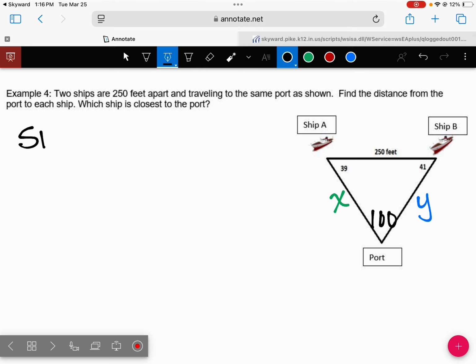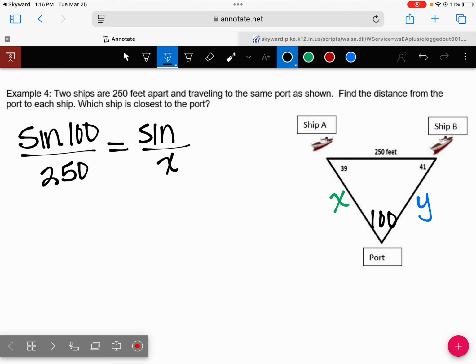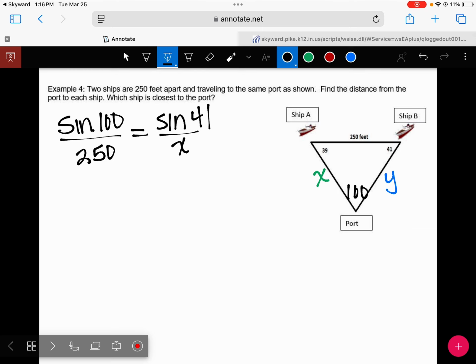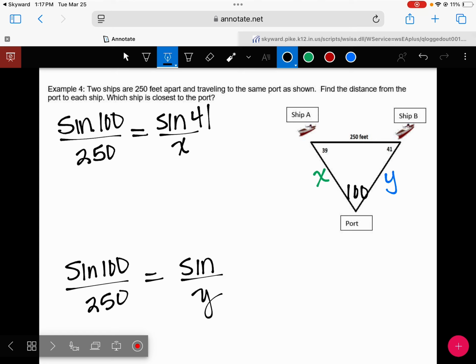So you're going to set up your two proportions. You will have sine of 100 over 250 equal to, if I'm trying to find x, what would I put at the top? Sine of what? 41. So it's a proportion, you cross multiply it. For the second one, I have sine of 100 over 250, and then what would I put on top if I'm trying to find y? Sine of what? 39. Go ahead and solve them both. Find x and y.